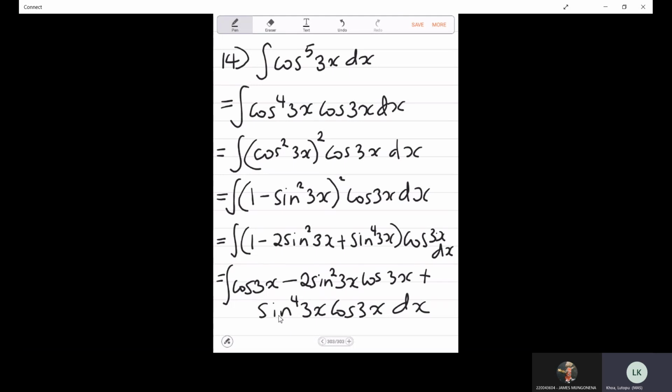And then this one here, sine to the power of 4, when we integrate that, it's sine to the power of 5 divided by 5. And then we divide by the derivative of 3x, which is 3. So in the denominator, we have 5 times 3. Okay, so let's do that.